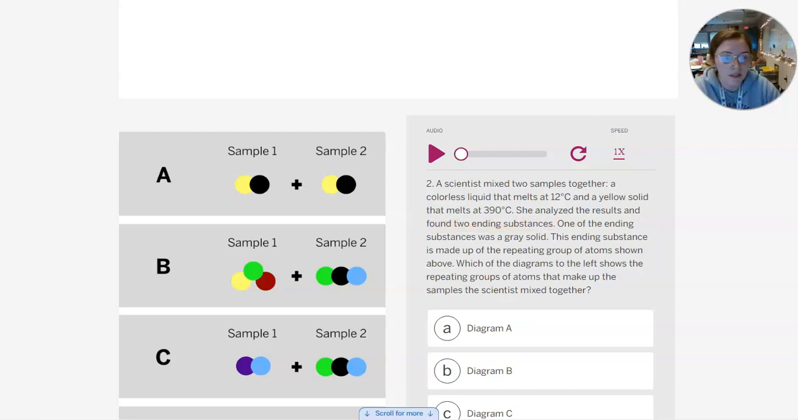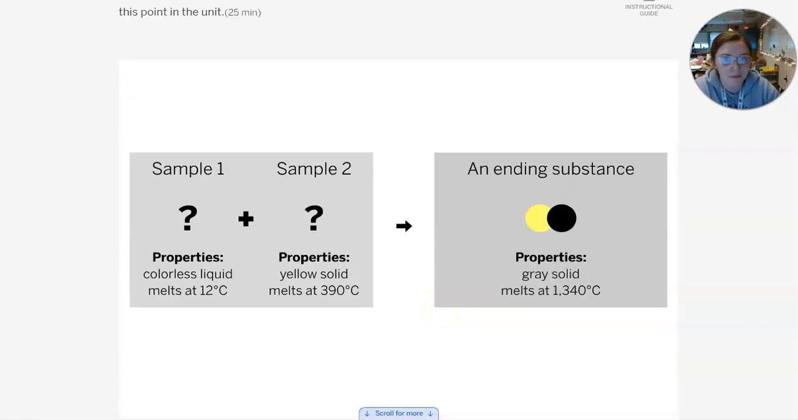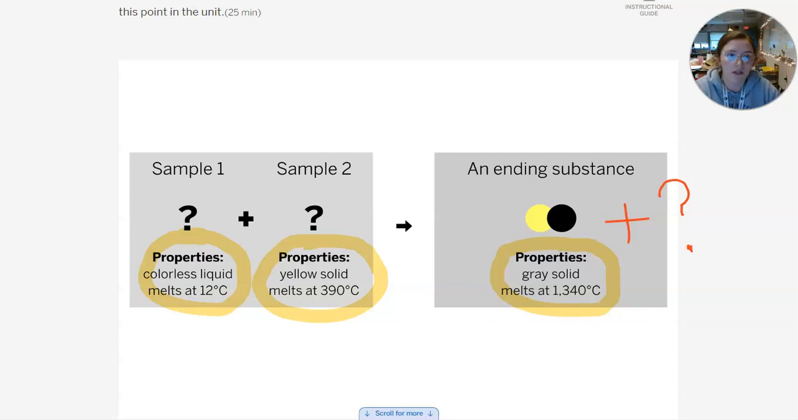There's 2 properties. One of the ending substances was a gray solid. The ending substance is made up of a repeating group of atoms shown above. Which of the diagrams to the left shows the repeating group of atoms that make up the samples the scientist mixed together? So if I write this out, I had 2 here, and then I have my properties for each of them. Sample 1 is a colorless liquid that melts at 12 degrees, the yellow solid melts at 390, and the gray solid melts at 1,340. And I don't know what this one is, but that's fine.